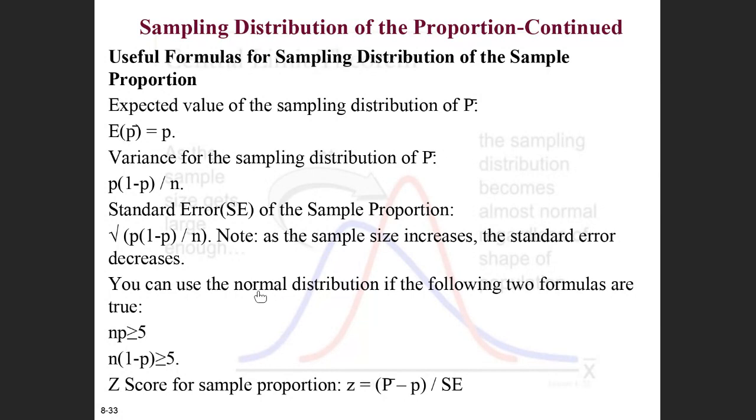And then you can use the normal distribution if the following two formulas are true: n times p is greater than or equal to 5, and n times 1 minus p is greater than or equal to 5. Now in the video, I use 15. My suggestion is if you can get 15, that's better. If you can't, okay. Greater than or equal to 5 is very close. And the z-score for the sample proportion: z equals p hat minus p divided by the standard error.